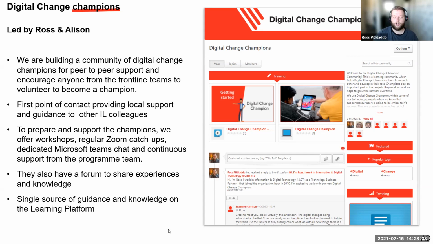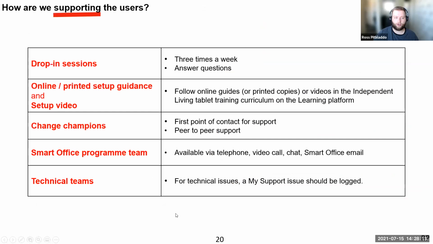Yeah, they really are a critical part because they are that local peer support, like Alison says, which is really important for building trust. So we support our people with drop-in sessions. We have printed setup guides. We have online setup guides. We have change champions. We have our smart office email address that people can come to. So that we really have diversified all the support available through face-to-face, virtual, and all these other different means to try and make sure that, you know, change is hard, and just giving somebody a new device isn't going to change their way of working, and that's why we really needed to help and support them.